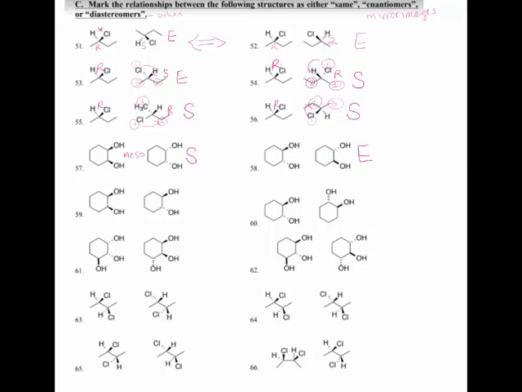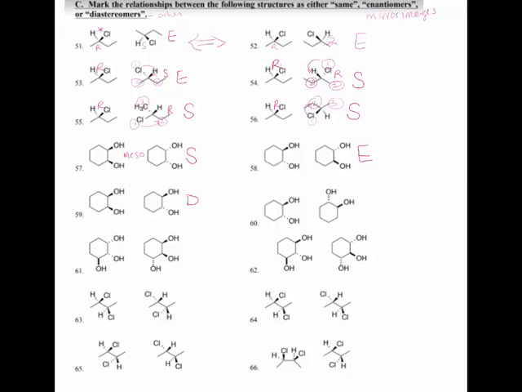So here, these are called diastereomers. You have the same configuration for one of your asymmetric centers, but the other asymmetric center is going to be flipped. So these are diastereomers. Diastereomers occur when you have more than one asymmetric center, and they are not mirror images, but they are stereoisomers.